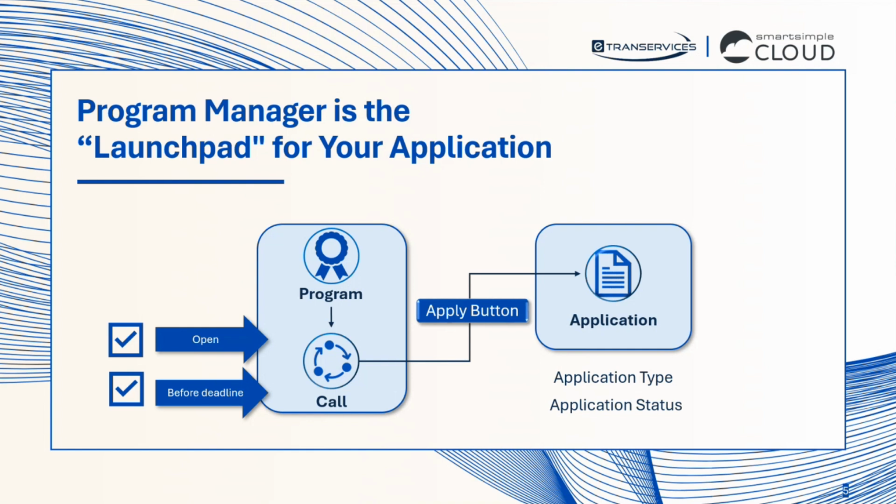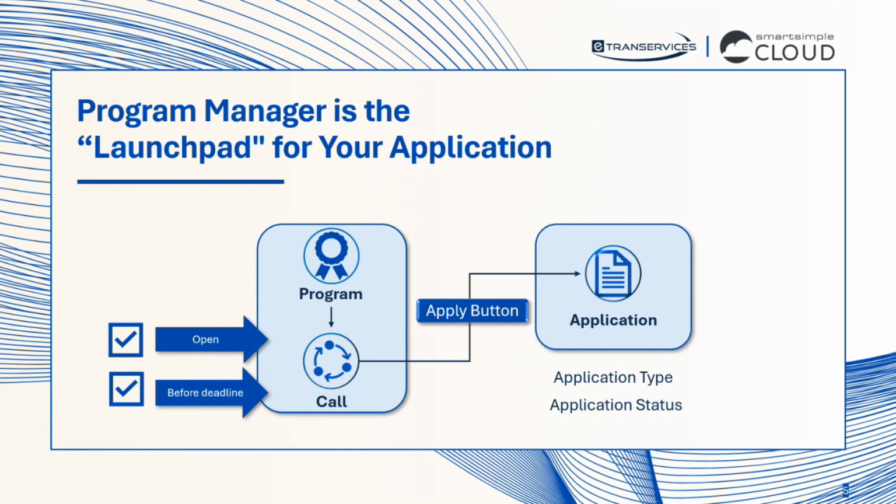In many typical SmartSimple configurations, you have visibility logic set on your apply button to determine whether an applicant can apply. So that's usually based on whether the call is open and then whether the call deadline has passed or not. There may also be other conditions that are checked, such as whether your profile is up to date or whether you've already applied.